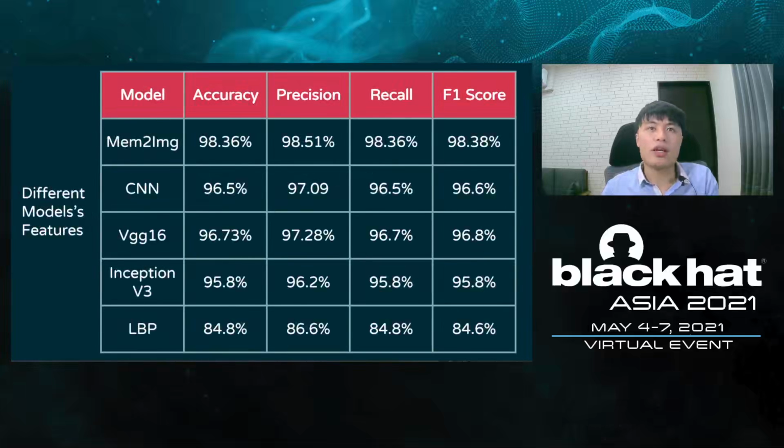This table is the experiment result of different features. The first one, Mem2Img, uses all the features extracted from the 3 convolution networks and the LBP. It has the best result. If we only use CNN to extract features, the accuracy is about 96%. If we only use VGG16 with the ImageNet weight, the result is surprisingly as high as the CNN, and so is Inception v3. And if we only use LBP features for training, the accuracy goes down to 84%.